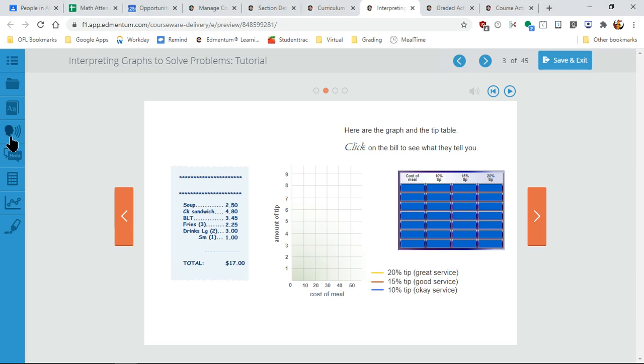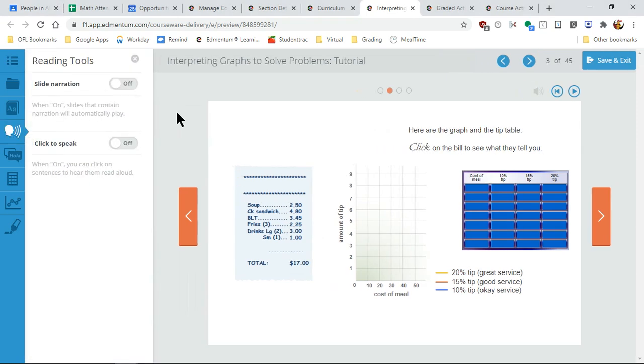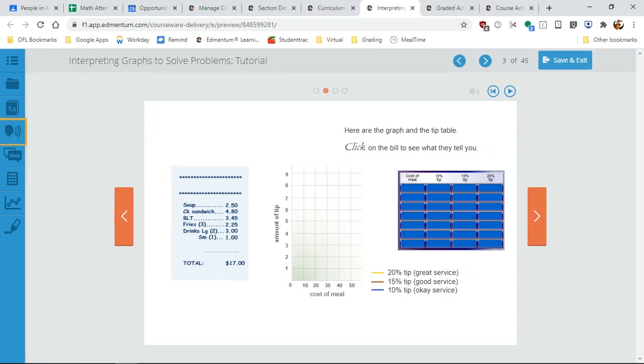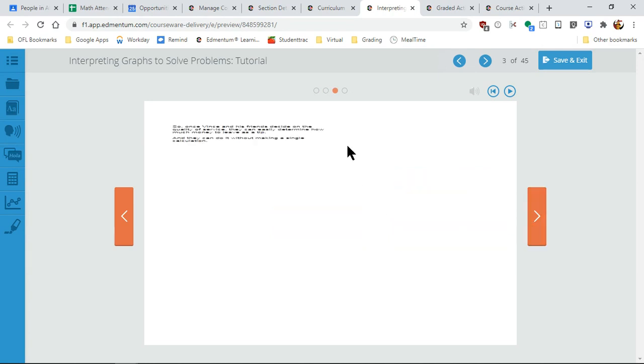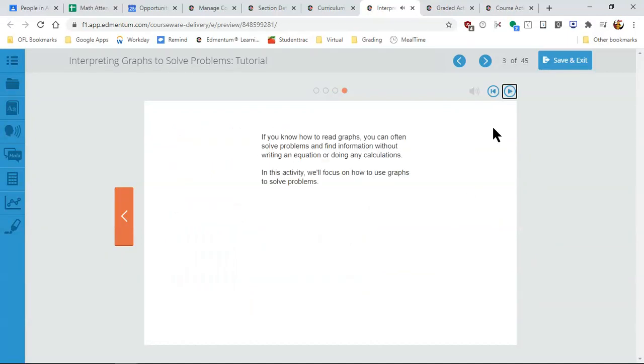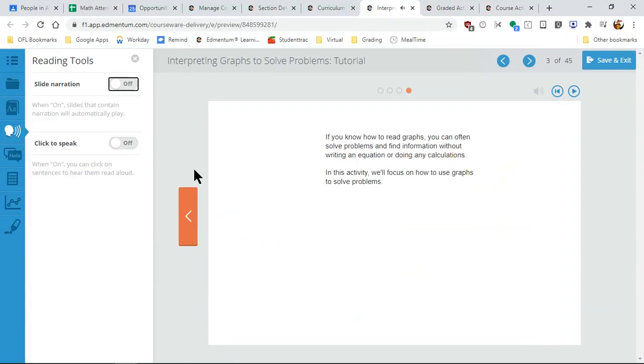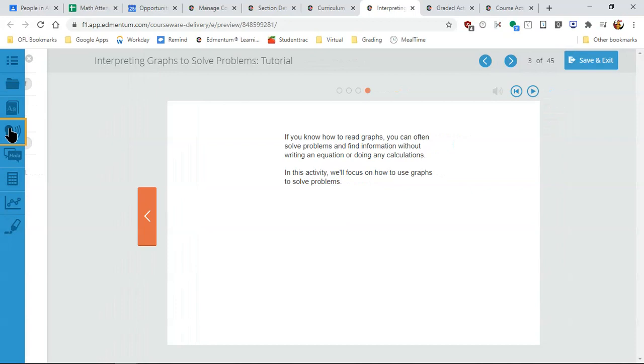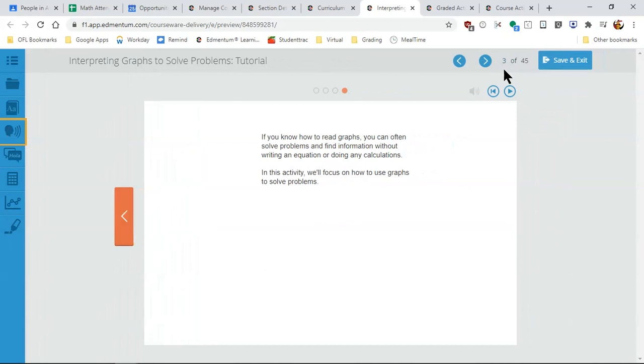And apparently on mine, I have my slide narration on or something. I thought I heard some slide narration. That was weird. So when you do this, you're going to be able to click on it and see it. This is a fun little activity. I don't like how it's talking. My slide narration's off and it's talking. If you want to mess with that, go for it.